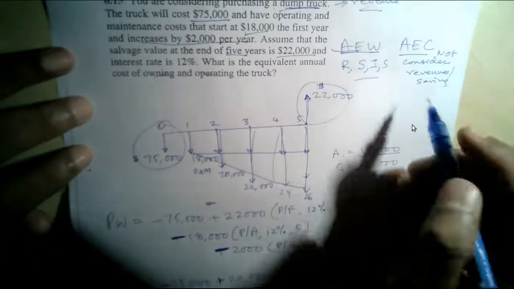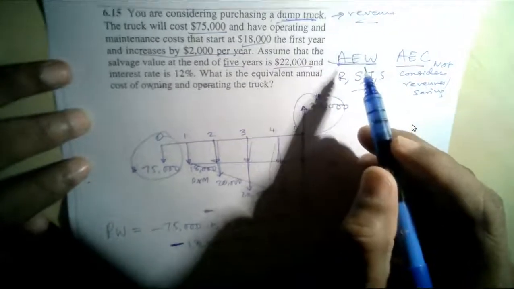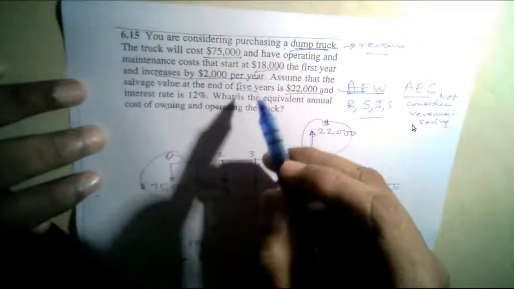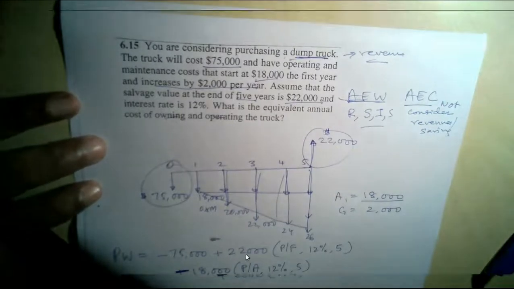If savings and revenues are mentioned, then it will be annual equivalent worth. But there is no revenue mentioned. The dump truck revenue is not given. So it is annual equivalent cost.